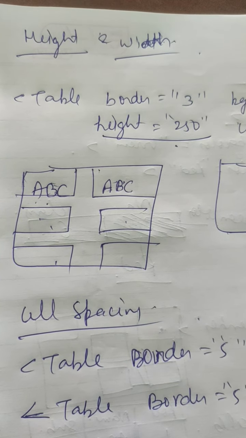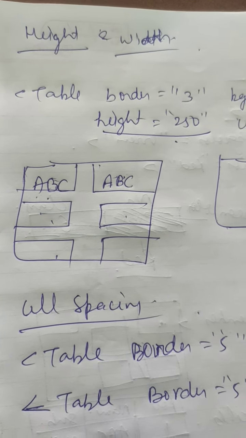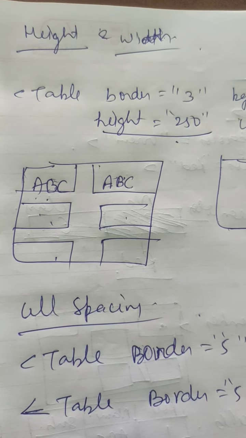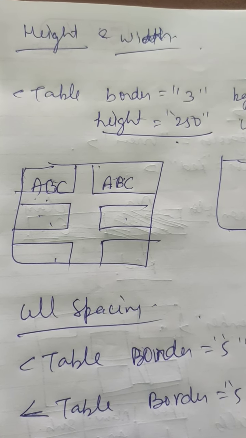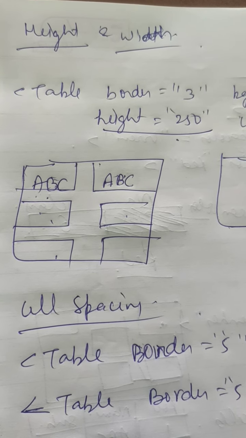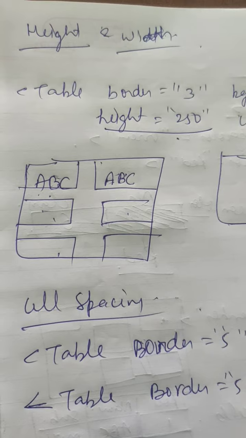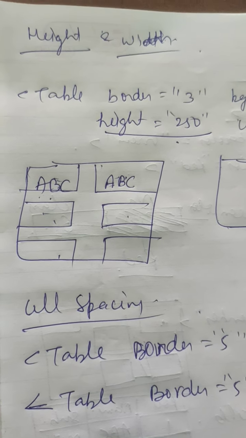Okay, so this is called the cell padding, that is the distance of the text to the boundary of the cell, and the distance between the two cells is called the cell spacing. So don't get confused between them. Cell spacing is the distance between two cells, and cell padding is the distance between the text written inside the cell and your cell boundary.